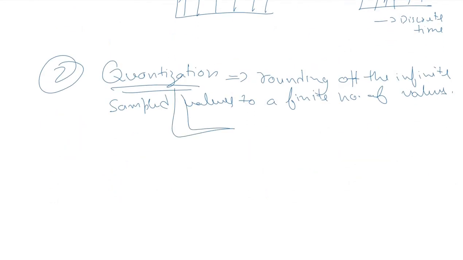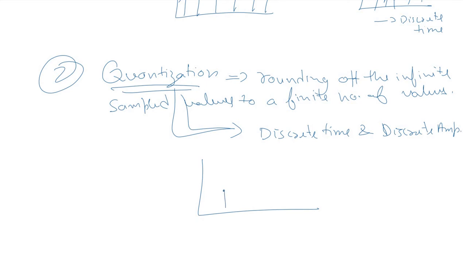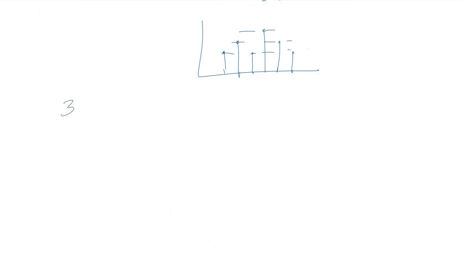So after quantization we get a discrete time and discrete amplitude signal. That means we have a fixed number of levels now. Okay, so the number of levels is fixed. This is one level, this is second level, this is third level. The number of levels gets reduced to a finite value. Okay, this is the second step.